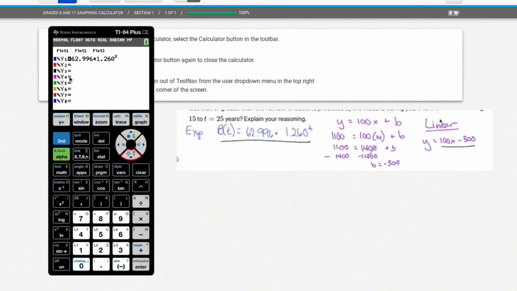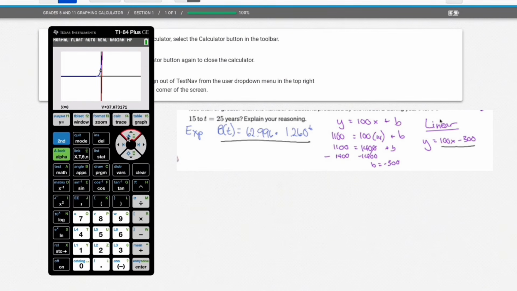My linear function is 100x minus 300. If I hit graph, I'm not near at all where I want to be. Now what I care about, first off, is a window between 15 and 25. First, I need to see where these intersect. So I'm going to zoom out until I can see where they intersect. Not yet. Zoom out again to see where they intersect. That might do it. Okay, now it intersects way up here.